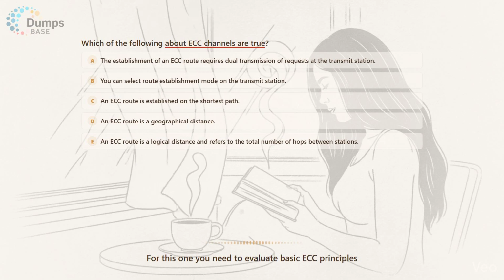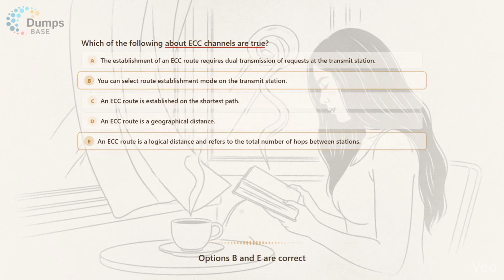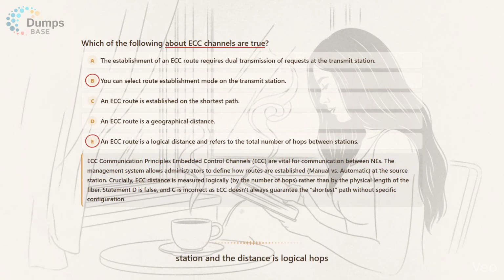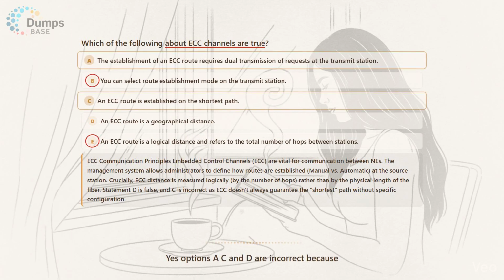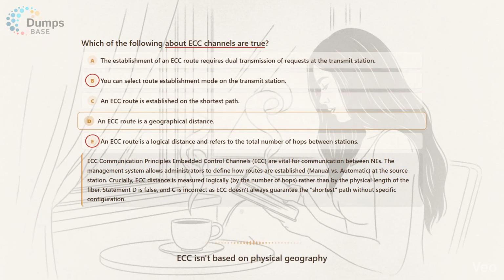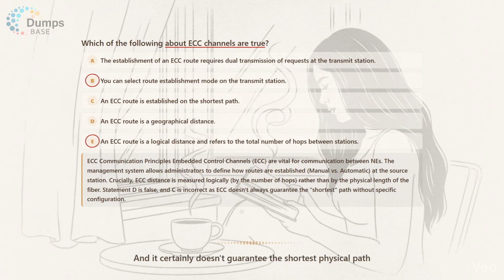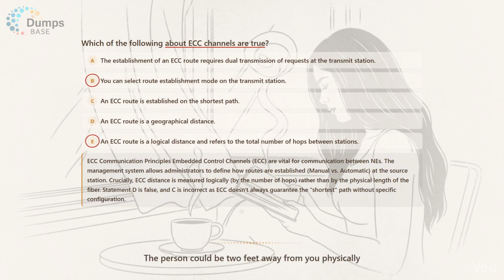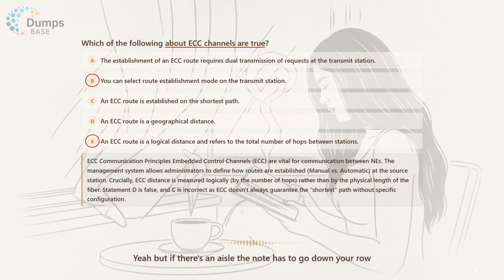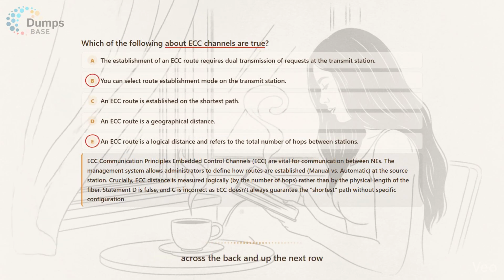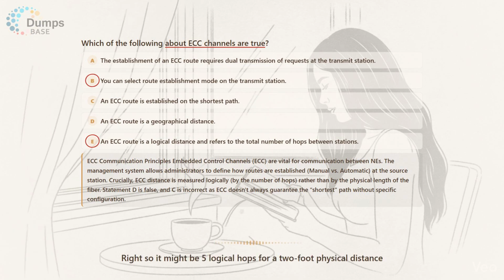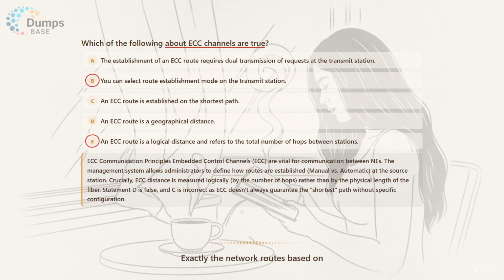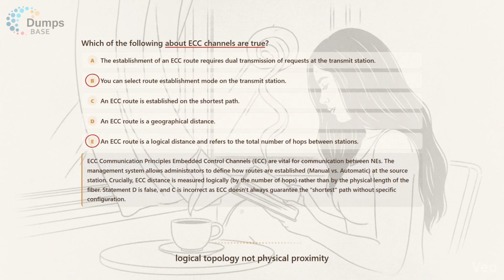For this one, you need to evaluate basic ECC principles. Options B and E are correct. So the route is selected in the transmit station, and the distance is logical hops. Yes. Options A, C, and D are incorrect because ECC isn't based on physical geography, and it certainly doesn't guarantee the shortest physical path. It's kind of like passing a note in class, right? The person could be 2 feet away from you physically. Yeah, but if there's an aisle, the note has to go down your row, across the back, and up the next row. Right, so it might be 5 logical hops for a 2-foot physical distance. Exactly. The network route's based on logical topology, not physical proximity.